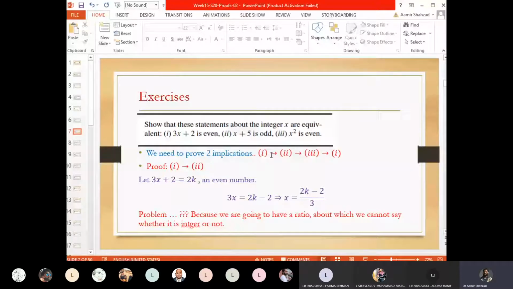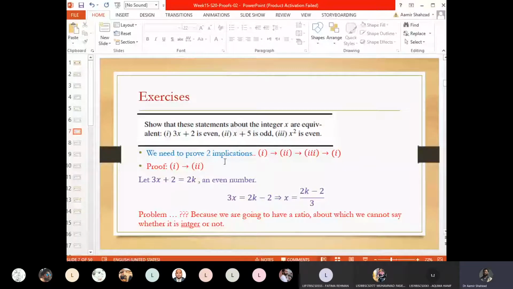तो पहली को हम देखते हैं. One implies two. So 3x plus 2. If 3x plus 2 is even, then x plus 5 is odd. So अगर 3x plus 2 even है, let's take it. Let 3x plus 2 is equal to 2k. So it's an even number. Then what will be x? अगर हमें x का पता चल जाए, we can say x plus 5 क्या होगा.